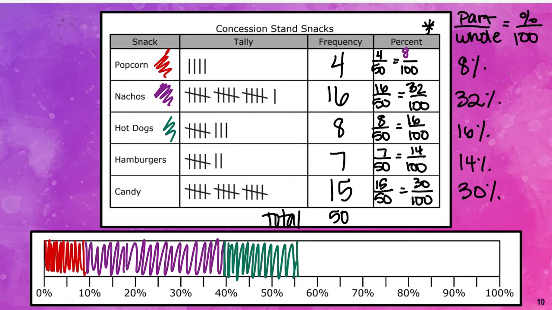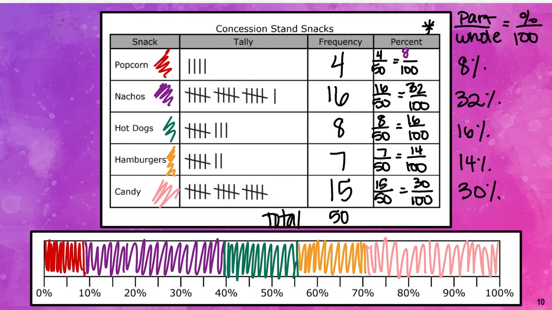And notice I'm using a key when I'm making my colors so that it helps me understand which color represents what snack. Our hamburgers are 14%. So if I'm starting off at 56% and I'm adding 14%, that takes me to 70%. And then lastly, our candy. If I'm starting at 70%, then adding on the additional 30 should take me all the way to the whole, which is 100%. And it does.